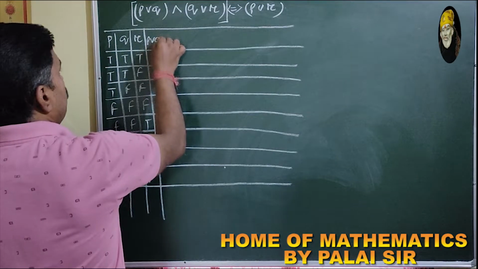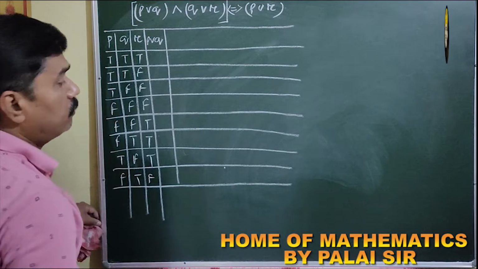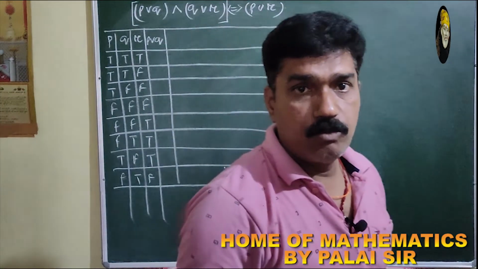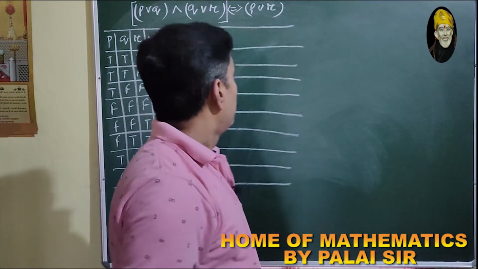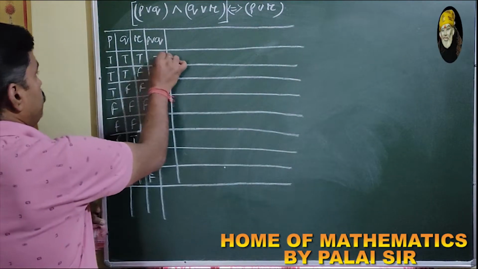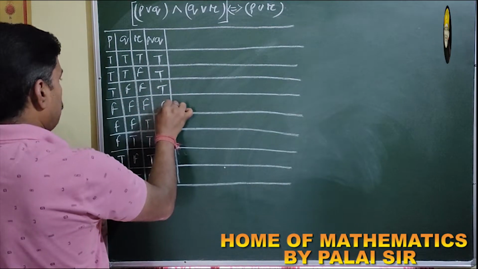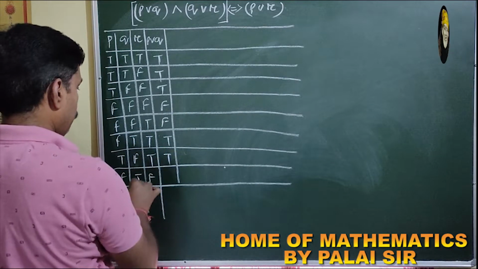After this, what is here you see? P disjunction Q. You find out in between P and Q, you compare the value. When it is disjunction, it means when both are false, then only it is going to be false. So here, true, true, it is true, true, true, true, true, false, true, false, false, false, false, false, false, false, true, true, true, false, true, false, true, true.